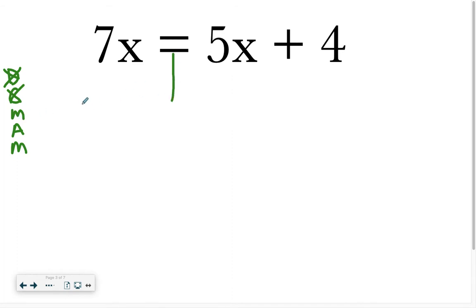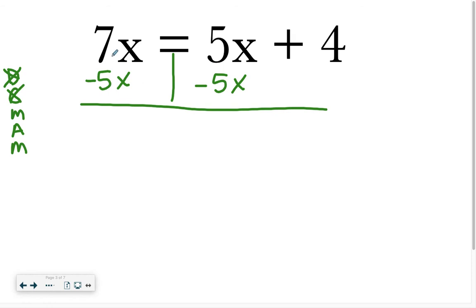So I can either move the 7x over to the right or I can move the 5x over to the left. I'm going to choose to move the 5x because then the 4 is all by itself and the left side just has a term with x. Right now it's a positive 5x, so to move that, I'm going to say minus 5x. So now I have 7x minus 5x, that's 2x, equals 5x minus 5x, that just goes away, and then I have a positive 4.